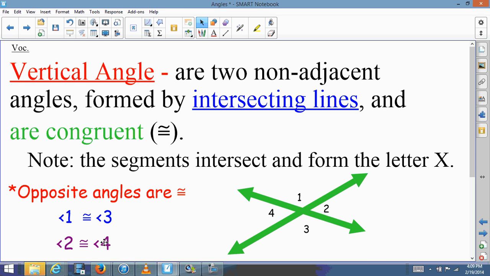Angle 2 is opposite angle 4, and they are also congruent. So angle 2 is equal to angle 4. So the opposite angles are congruent. That's an important word to know, congruent.